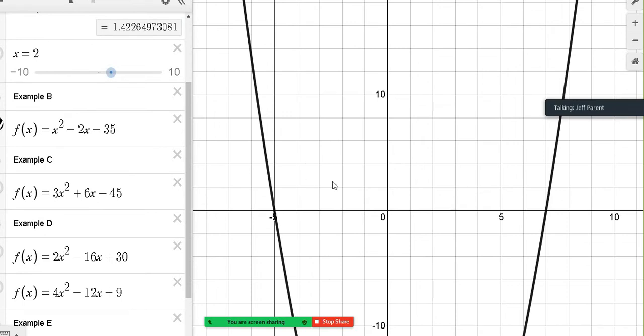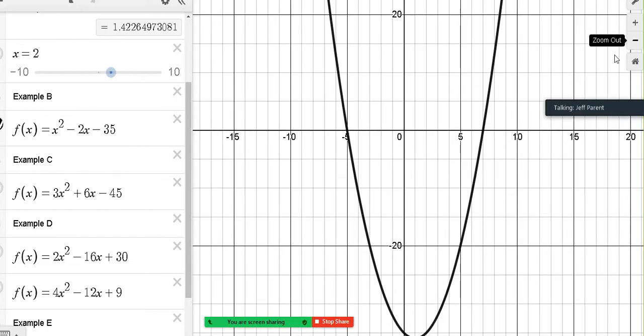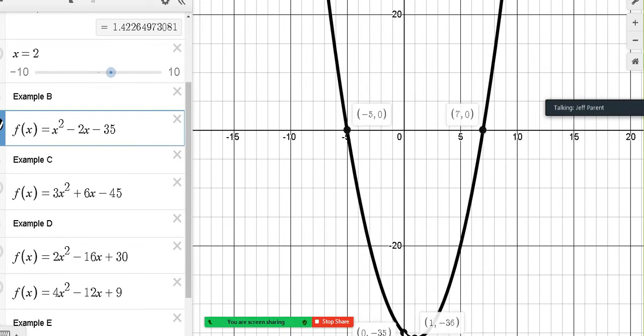If you do this in Desmos, the hardest part for you is going to be to get this thing completely in view. So what you can do is hit the minus key to zoom out a little bit, and then just click here and here and here and here. Wow. There's all your work. So you've got the x-intercepts at -5 and 7. The y-intercept is at -35. The vertex is at 1 and -36.